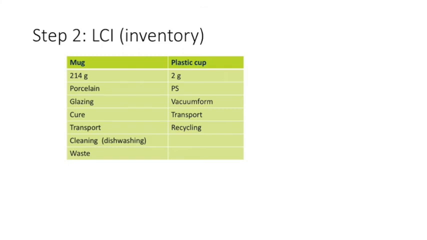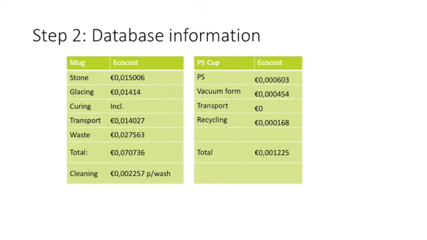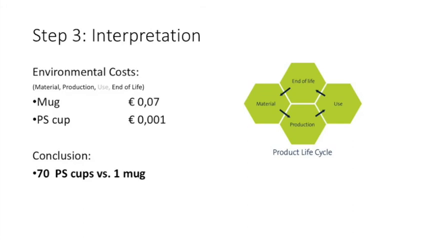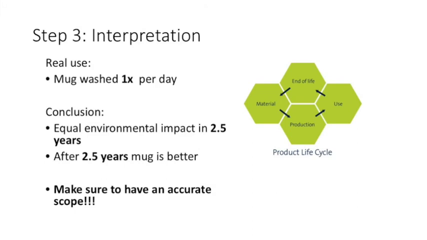Then you look within this scope at what it's made of. What is the material, how much material, is there transportation, is there cleaning, recycling, etc. Then you look up the eco costs for each element. And then you calculate the total costs for the 2 versions, for the mug and for the cup. And then you can make a conclusion. For example, you need 70 polystyrene cups for 1 mug. What we did not take into account yet was the cleaning of the mug. If you do that and you assume it would be once a day, it means that after 2.5 years the mug is better. So make sure you have an accurate scope when you compare the 2 things.